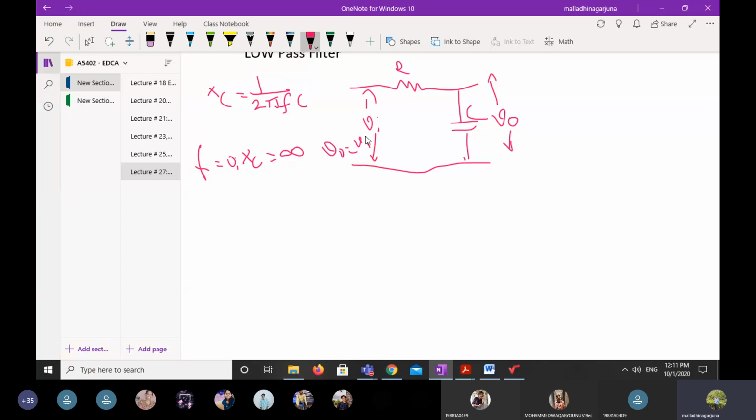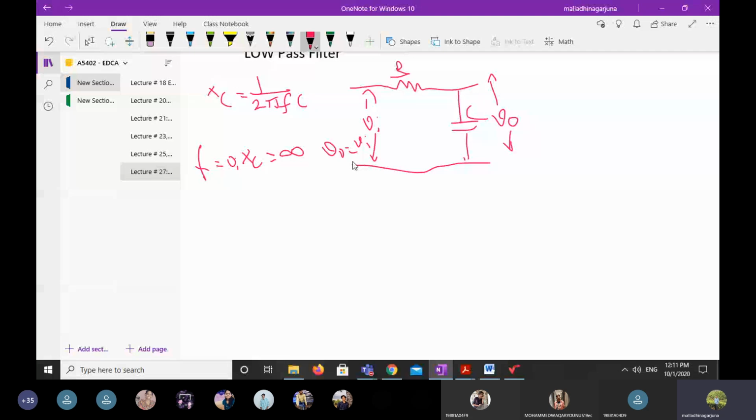Why is it not 0? You are taking output across the capacitor. In the previous case, output is taken across the resistor, but there the capacitor is open circuit, so there is no connection between output and input. But here you are taking output across the capacitor, so the capacitor is open circuit and output is equal to input. Why? Because there is a connection between output and input through the resistor. So here if F is 0, Xc is infinity, but output is equal to input, because you are taking output across the capacitor, whereas in the previous case you were taking it across the resistor.